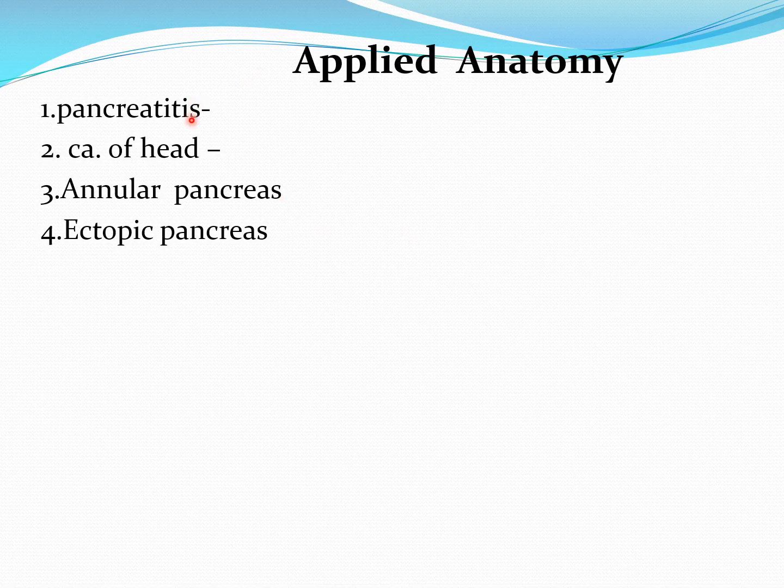Now applied anatomy. First there is pancreatitis. So what is pancreatitis? It may be primary or may be due to a gallstone in the common bile duct. The superior mesenteric vessels are lying behind the body of the pancreas and in front of the uncinate process.